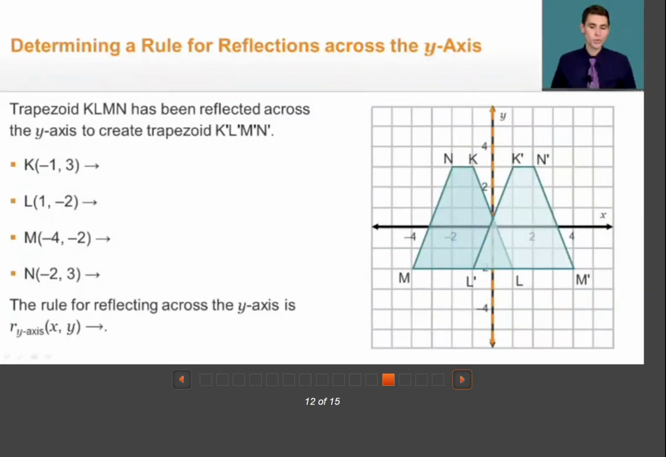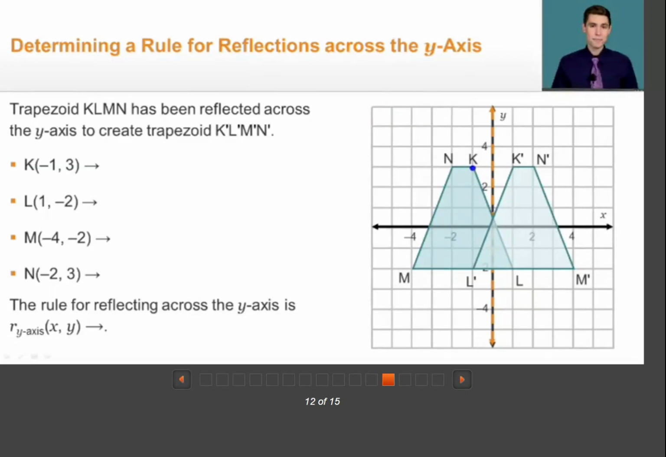Now let's determine a rule for when a reflection happens across the y-axis using this example. Note that these two trapezoids actually overlap each other, and that's okay. That occurs whenever the pre-image is intersected by the line of reflection. So let's begin by taking a closer look at all the vertices.